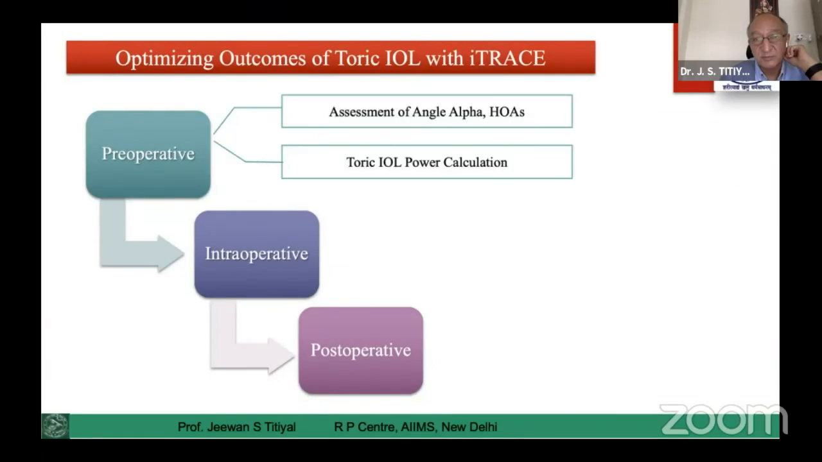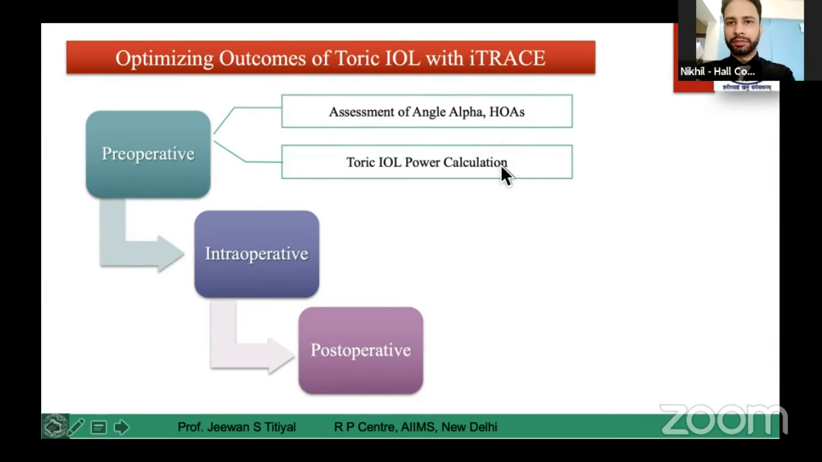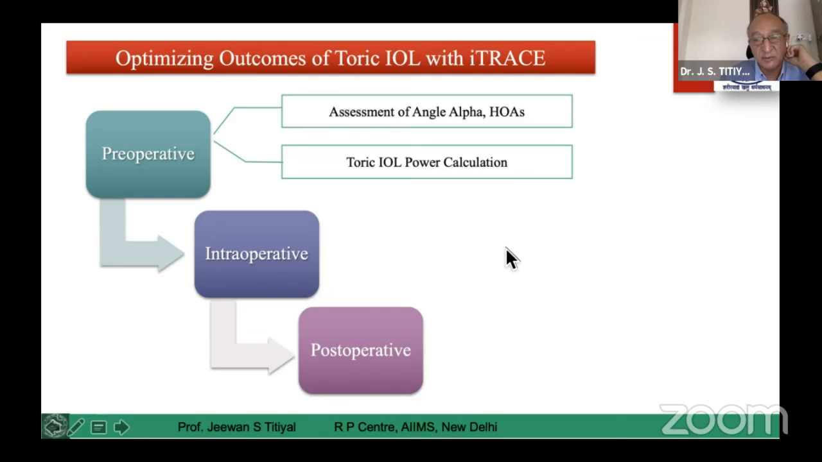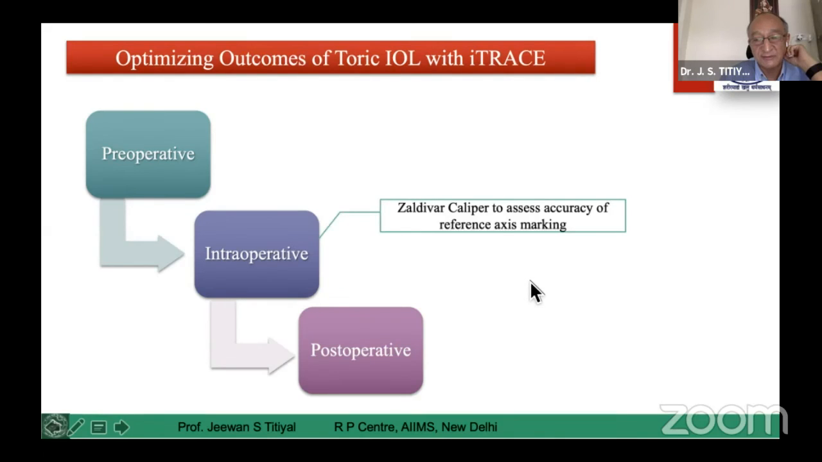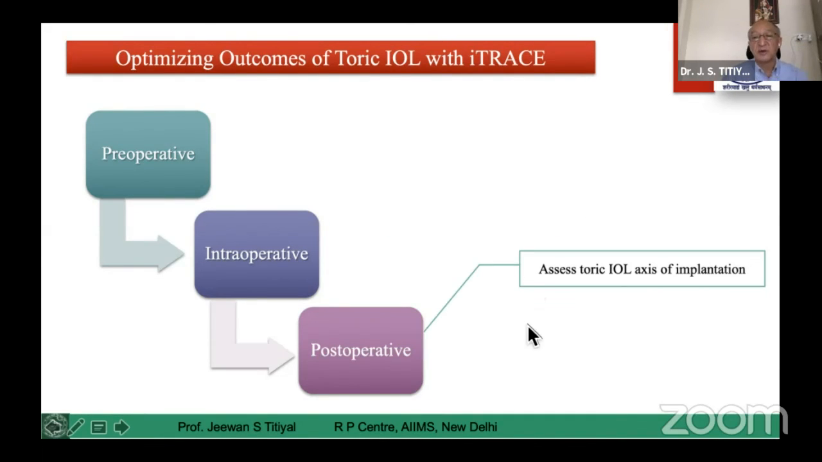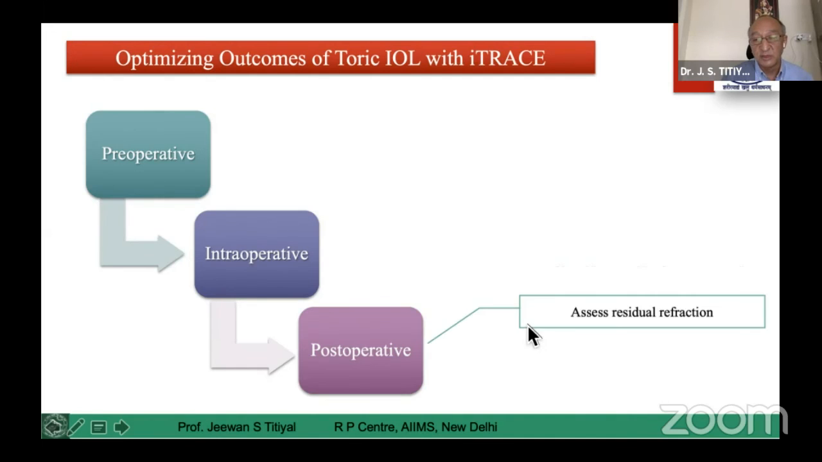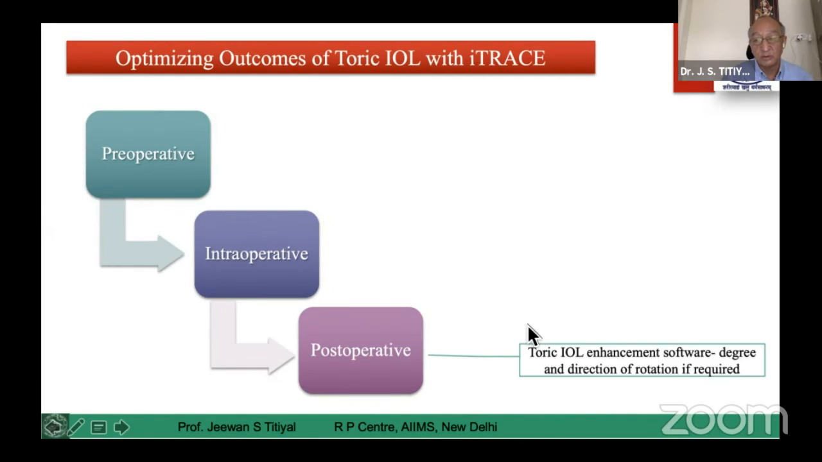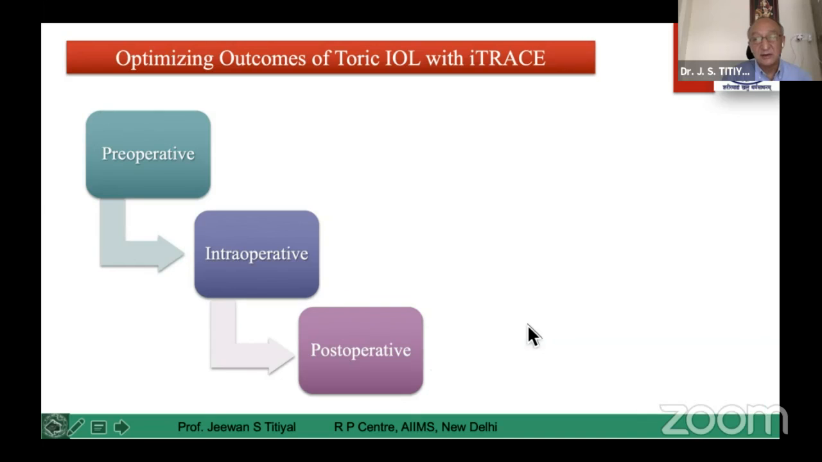So I'll just summarize. Pre-op, it helps in doing a wavefront analysis and alpha calculation. Intra-op, it gives you axis of implantation. Post-op is the one which is very useful to give you a good analysis of rotation required or no rotation required for your patient, immediately or long-term also.